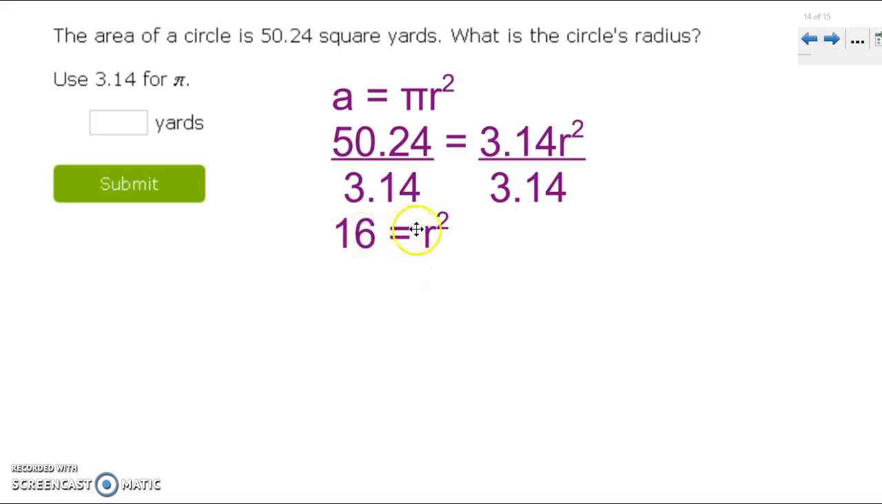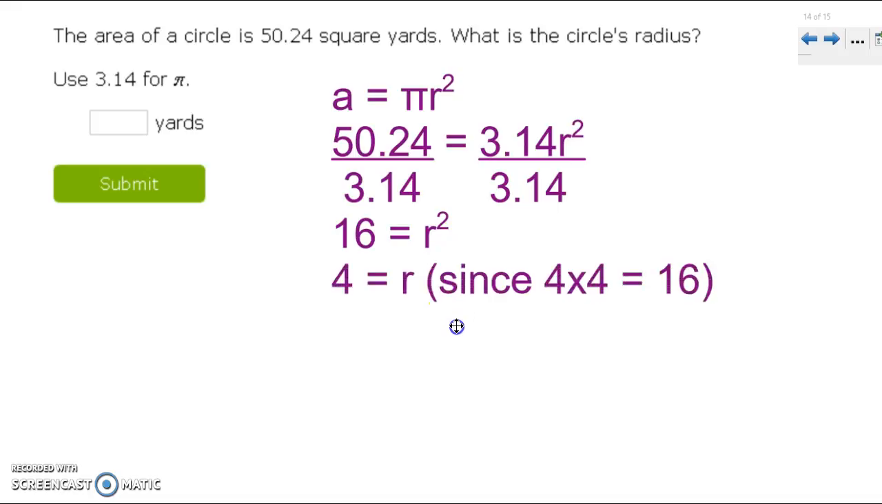16 happens to be the radius squared. If you remember, squaring something means taking a number and multiplying it by itself. So now I'm asking myself, what number times itself is 16? In my head, I'm kind of checking a couple of numbers that I know, and I happen to know that 4 times 4 is 16, which means the radius is 4, since 4 times 4 is 16.